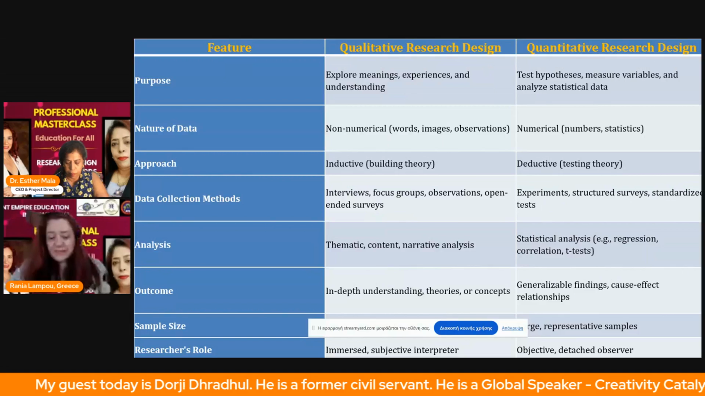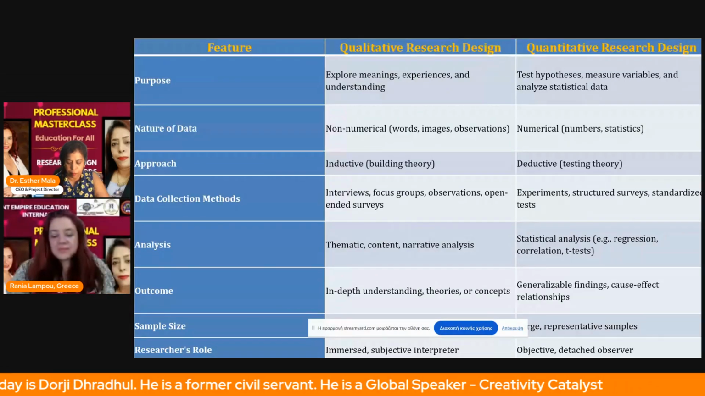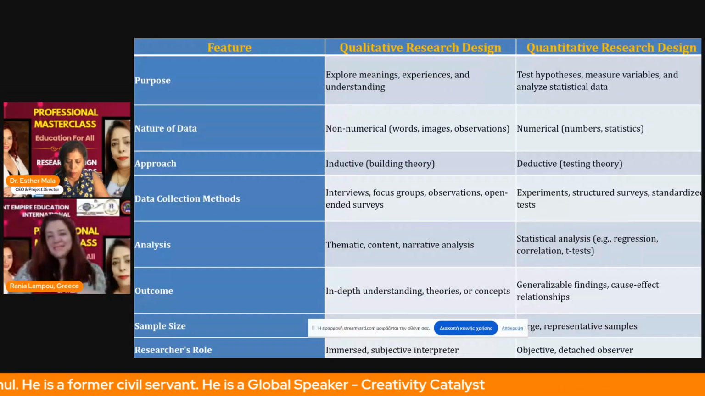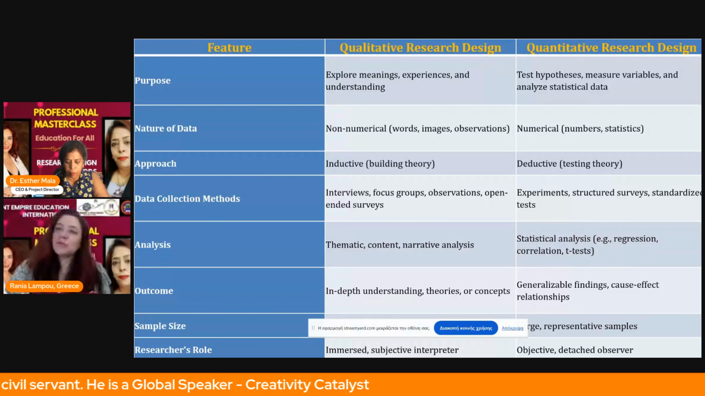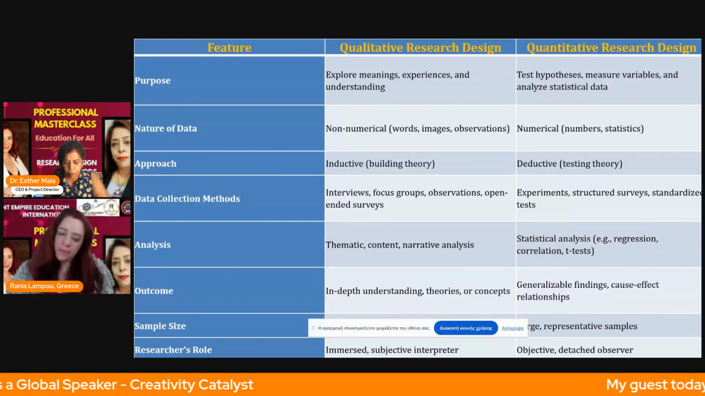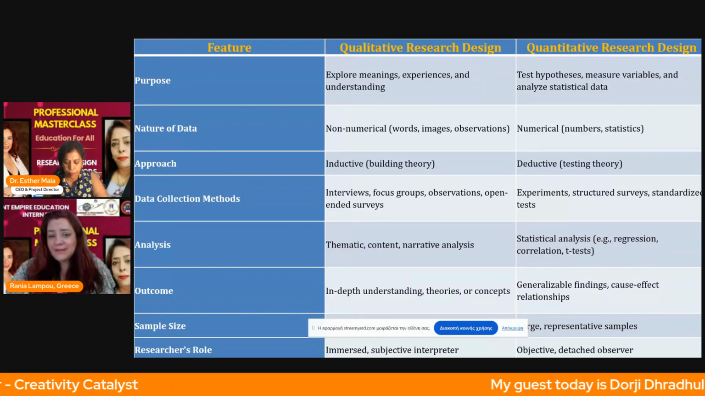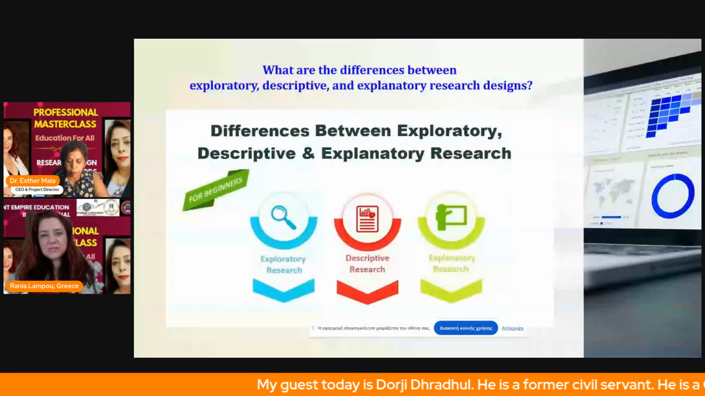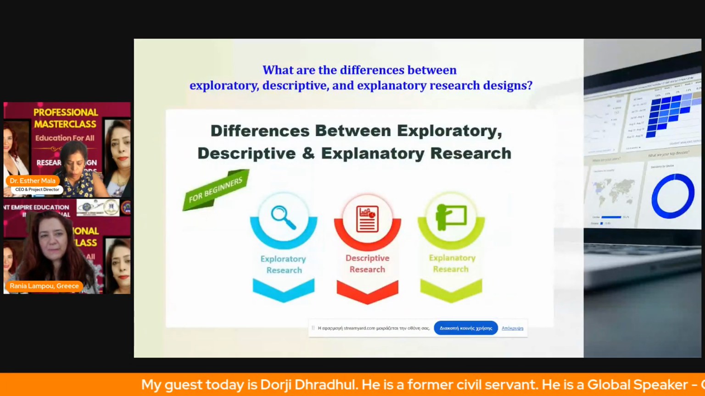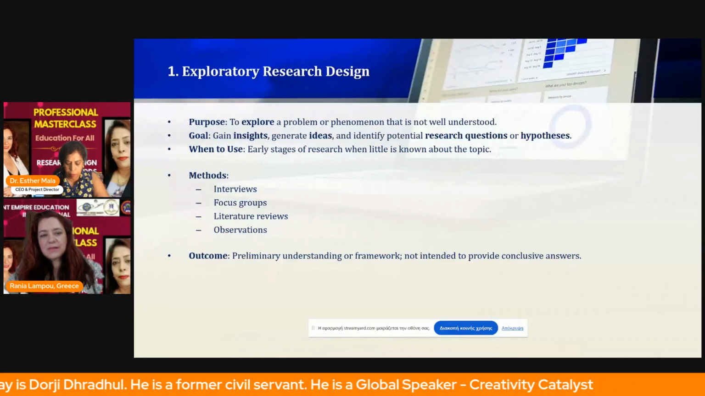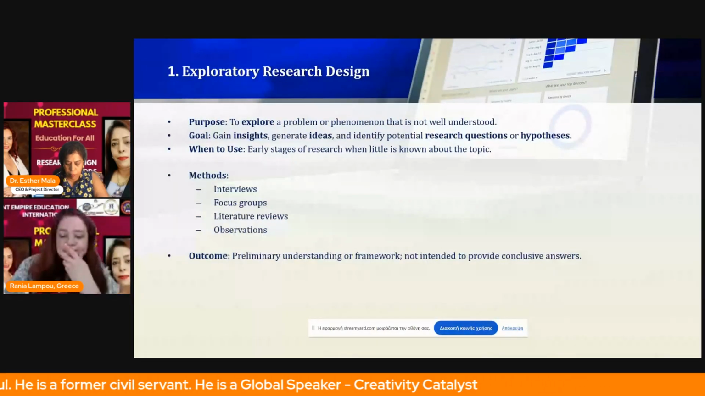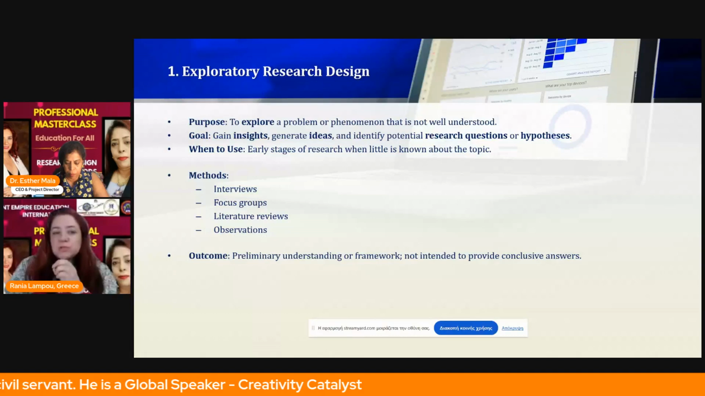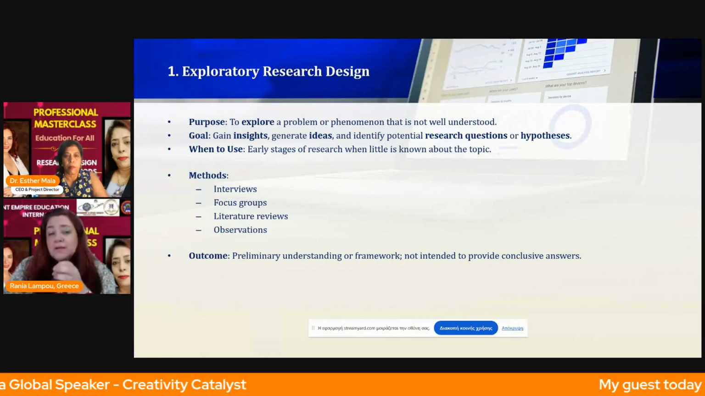So when to use each? Use qualitative design when the goal is to explore, understand complex issues. Use quantitative design when the goal is to measure, test, or predict using numerical data. So what are the differences we mentioned before about exploratory, descriptive, explanatory research designs? Now we need to know the differences. Here the purpose is to explore a problem that is not well understood.